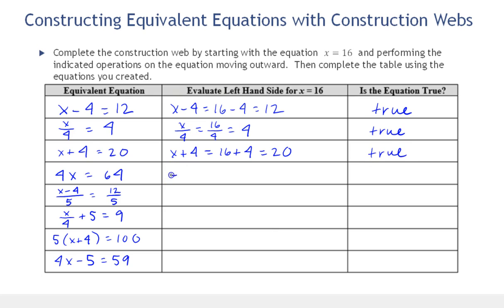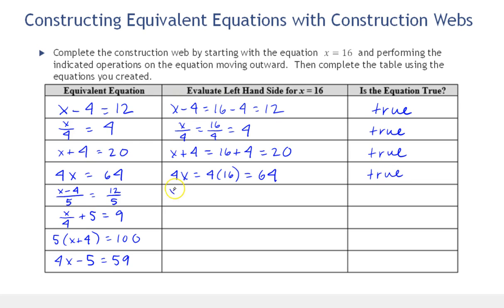Here I'm going to start with 4x, replace x with 16. 4 times 16 is 64. So that does equal the right-hand side of the equation. So the left-hand side equals the right-hand side. So the equation is true.